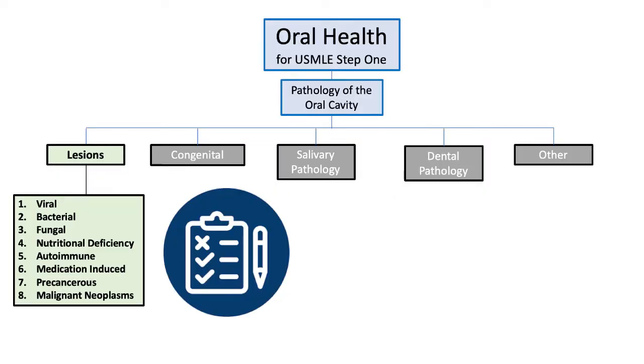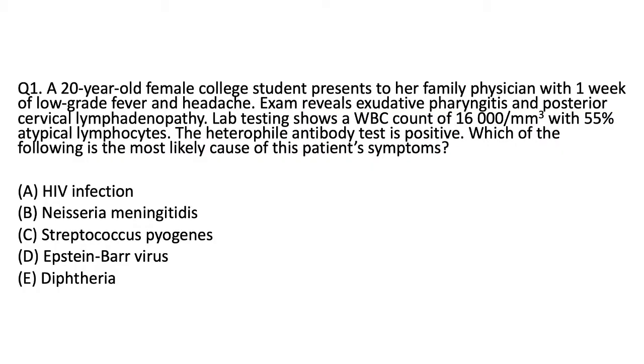Before moving on to Section 3 of the oral health topics, let's pause for a few sample questions to consolidate this material. Question 1. A 20-year-old female college student presents to her family physician with 1 week of low-grade fever and headache. Exam reveals exudative pharyngitis and posterior cervical lymphadenopathy. Lab testing shows a white blood cell count of 16,000 with 55% atypical lymphocytes. The heterophile antibody test is positive. Which of the following is the most likely cause of this patient's symptoms?